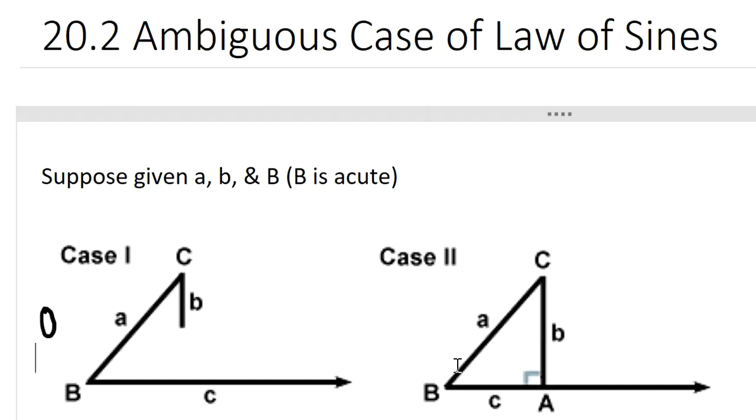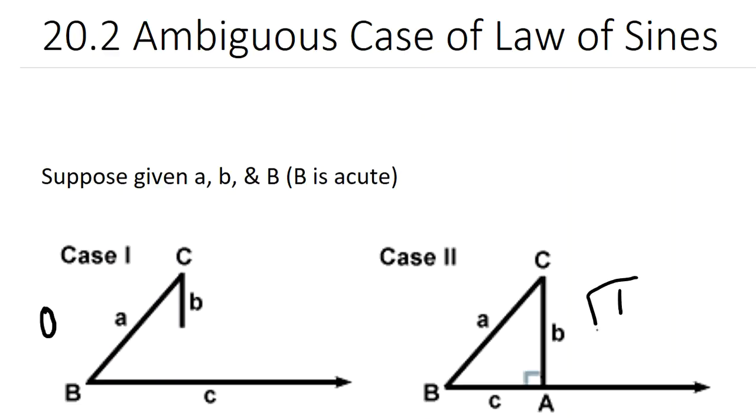The second case is where, again, you're given side A, side B, and angle B, and B is acute, and where side B is at a perfect length where it would form a 90-degree angle with the other side, and that would result in one exact triangle, because the proportions would have to be so where the 90 degrees would have to be just at that right point.